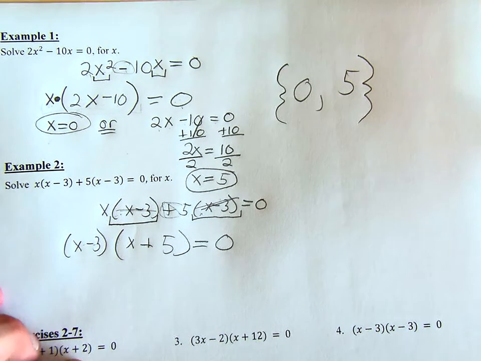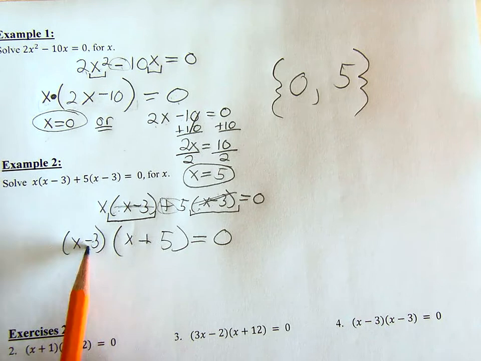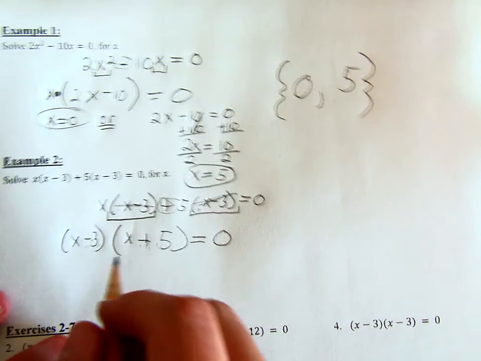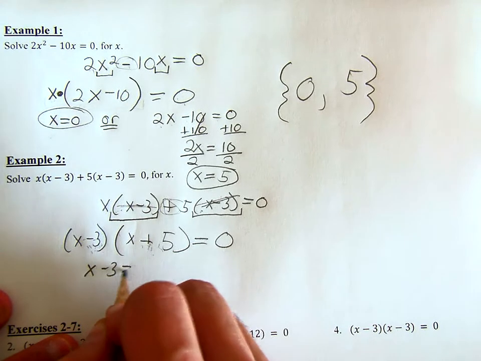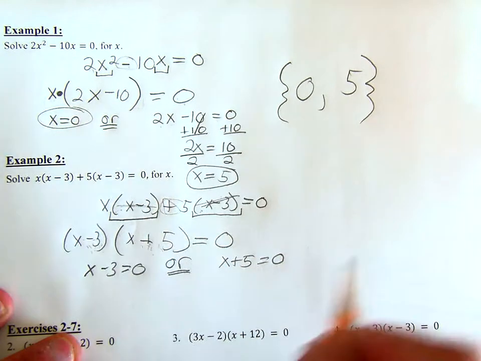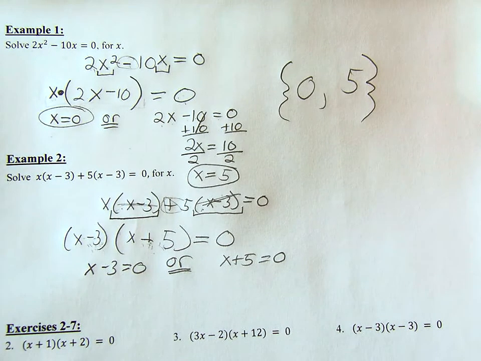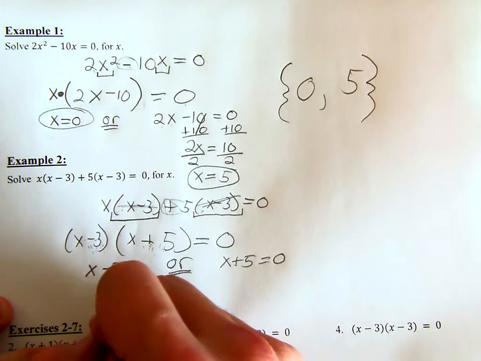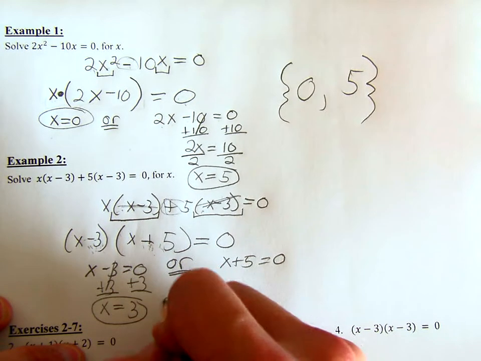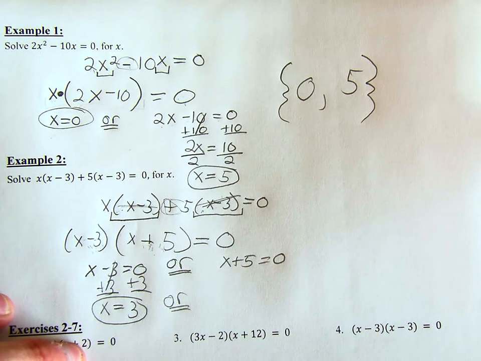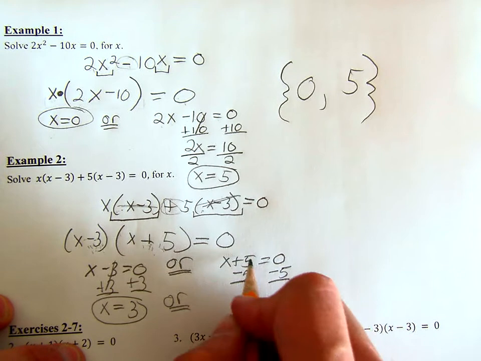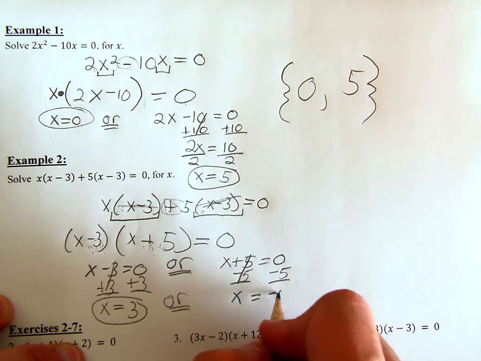So now if we look at this, in order for this equation, or the left side, to equal 0, we'd have to set each one of these expressions equal to 0. So we'll have that x minus 3 could equal 0, or x plus 5 is equal to 0. So then we're going to add 3 on both sides. Add 3, add 3. So we get that x is equal to 3. Or in this case, we're going to subtract 5. Subtract 5. So we get that x is equal to negative 5.